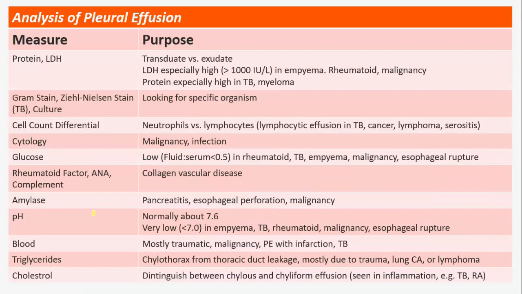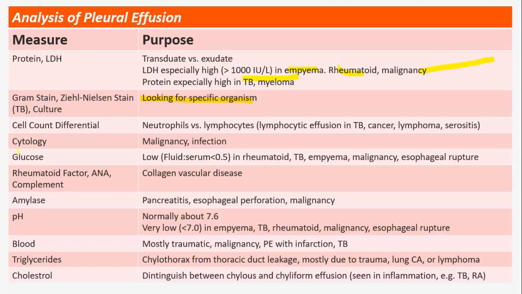So what is the analysis of pleural effusion? If we see protein and LDH, the purpose is to differentiate between transudative and exudative. If LDH is especially high, more than 1000 international units per liter, then this is empyema, rheumatoid or malignancy. Protein is high in TB and myeloma. If we do Gram stain, Ziehl-Neelsen stain, culture, then we look for a specific organism. This is the purpose of Gram staining, Ziehl-Neelsen or culture.